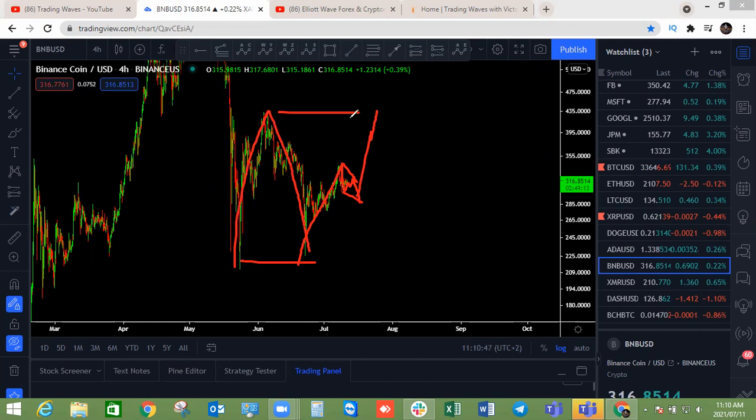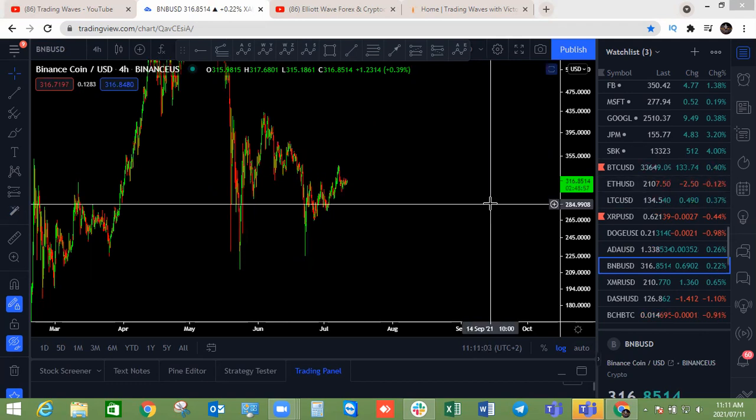So it has been going in the direction that we've forecasted, but we just don't like the type of wave that is making corrective structure. We wanted to see it go up in an impulse or a very strong 3-wave structure. Okay, so that is Binance.